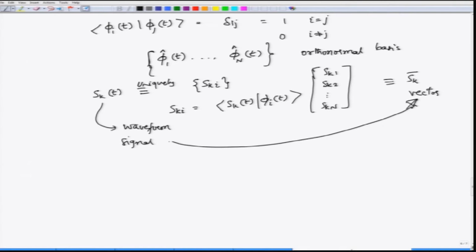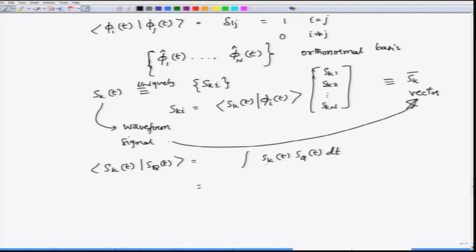Can I talk about the inner product of two vectors Sk of t and Sq of t? Yes, what would this inner product be? Go back to the definition. Assume that these are all reals. So this would be the integral of Sk of t, Sq of t, the complex conjugate will go away, multiplied by dt. This is the inner product definition over whatever duration these two signals have been specified.